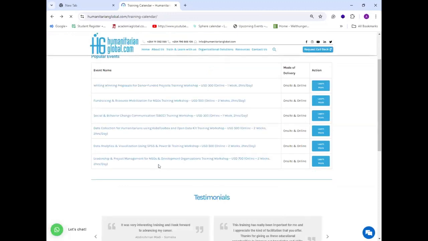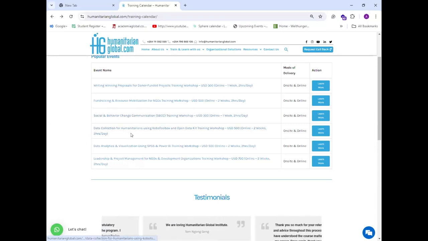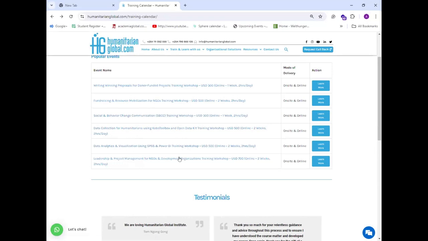So finally, other courses that you can browse there. We do have fundraising and resource mobilization for NGOs, and this is going to take a period of 2 weeks. And then we do also have data collection using Kobo Toolbox and Open Data Kit. That is also a 2 weeks training, and you can register. It's happening sometime in September, as well as the fundraising one. We do also have data analytics and visualization, using SPSS and Power BI. You can register for that one as well. That is taking a period of 2 weeks.